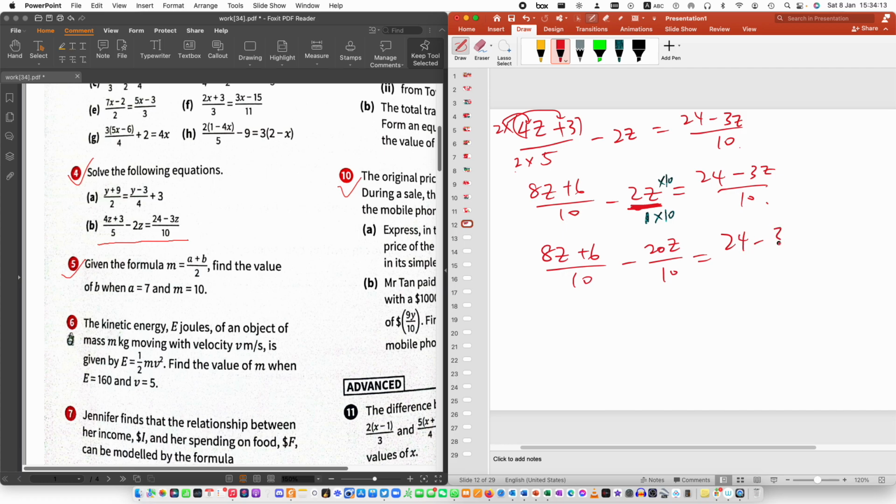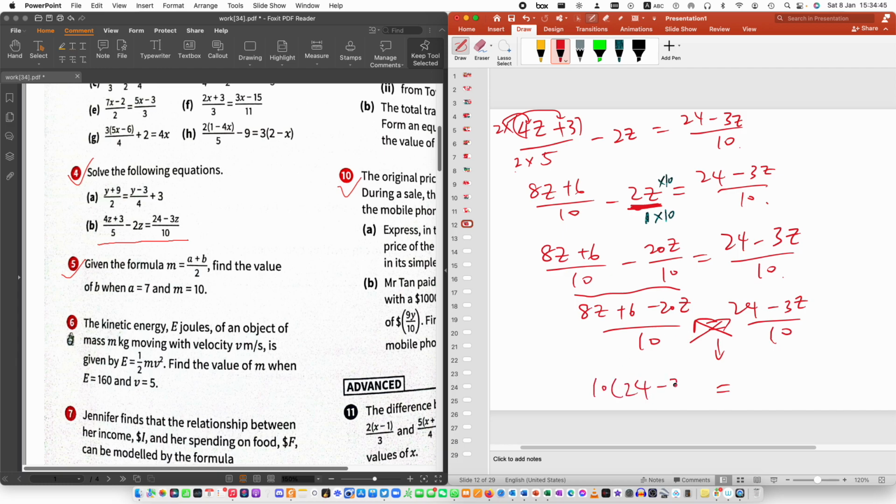Of course, you have your way of doing, but this is my way of doing. So once you have the 10, what do you do? You have all 10 already. What do you think? You combine this. So you get 8z plus 6 minus 20z over 10, and then you get 24 minus 3z equals to 10. What do you do next? What's the technique? Cross multiply. Before you do that, bring the equal sign down. This is 10. Don't skip steps first. Just copy every step. By the way, there's a dot here. Times.